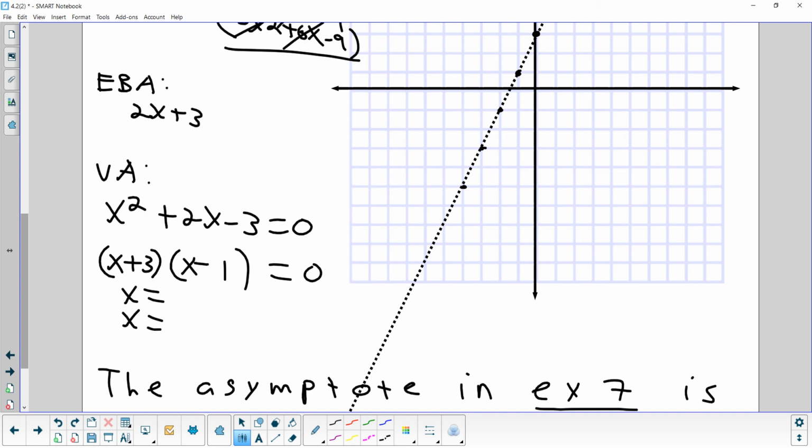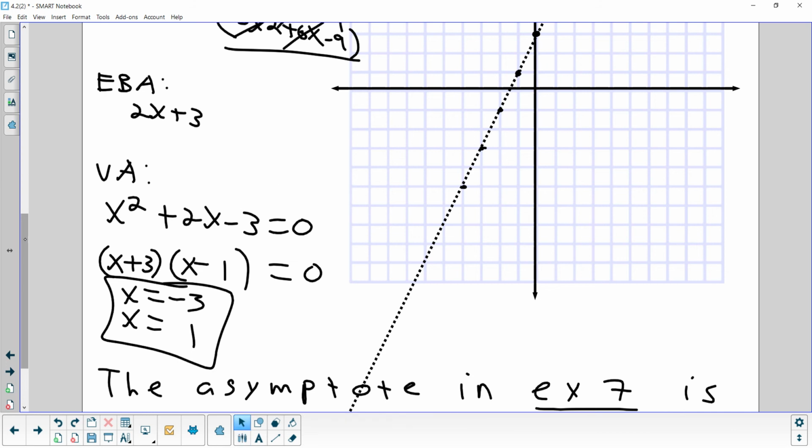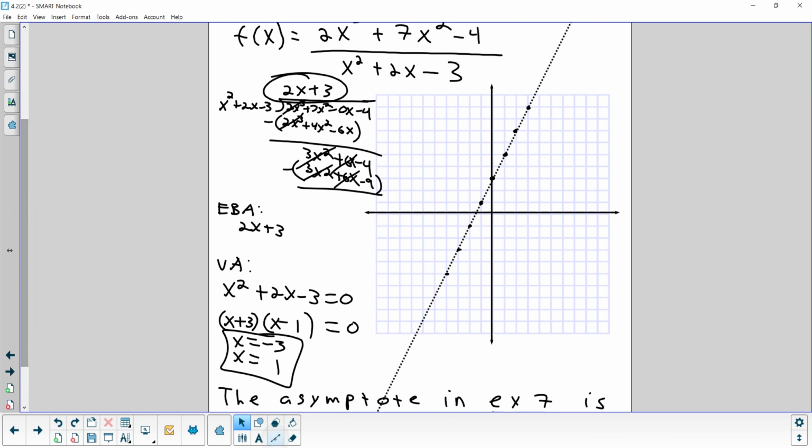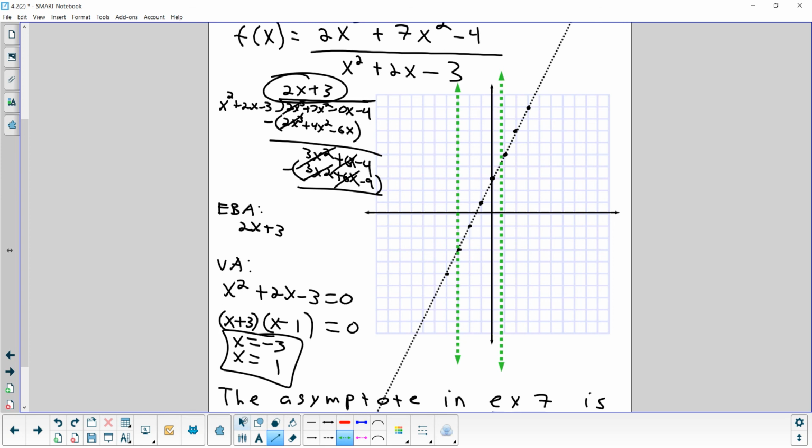Julie, where are my vertical asymptotes? -3, 1. Good. -3 and 1. Let's put those in. I'm going to make it like this again. All right, let's go -3. Close enough. 1. That's not that good.